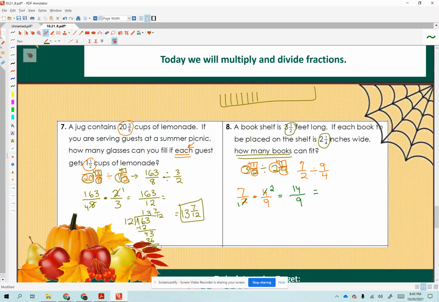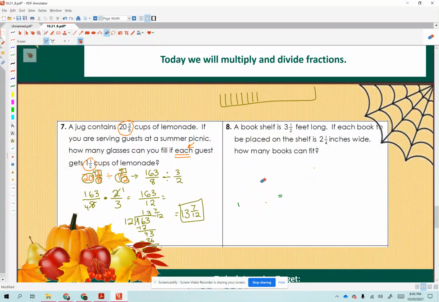This does not seem right. I feel like we made a mistake somewhere. 3 times 2 is 6. You know what we did? This 3 1/2, that's feet, and the books are in inches. So we need to start over.